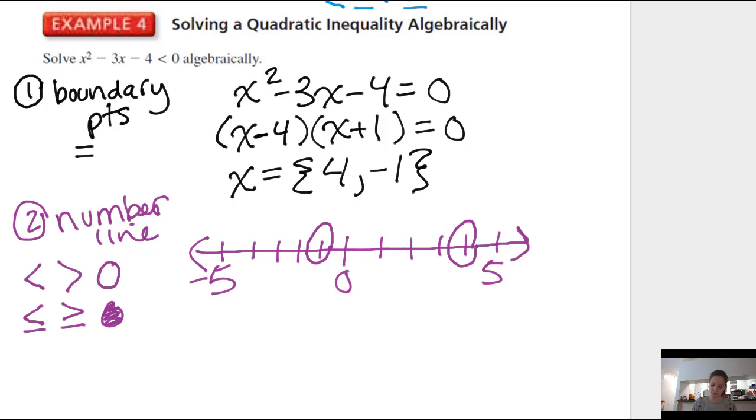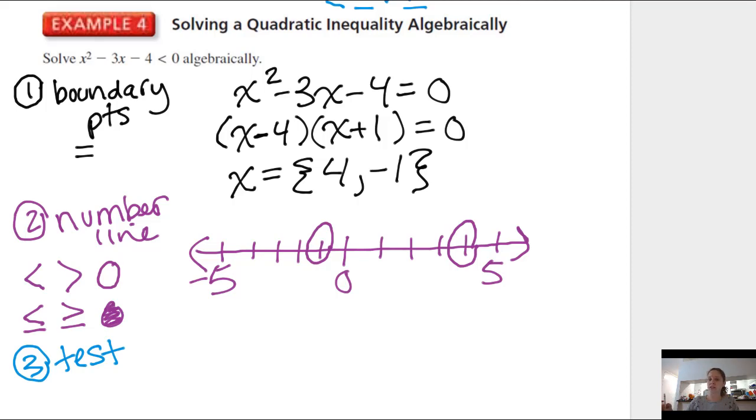Last step, we are going to test intervals. What I mean by that is that either the values between those 2 boundary points, or the values on the outside of those boundary points, make the inequality true. So we need to figure out which it is, in between the points or on the outside. And to do that, we pick a point and we test it.